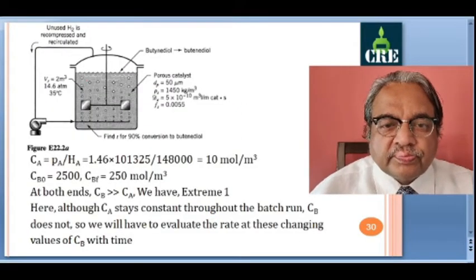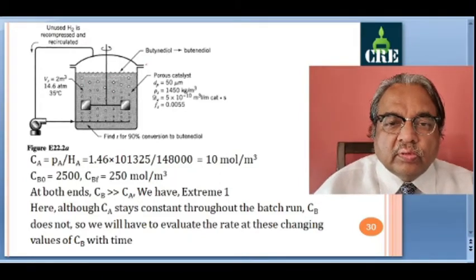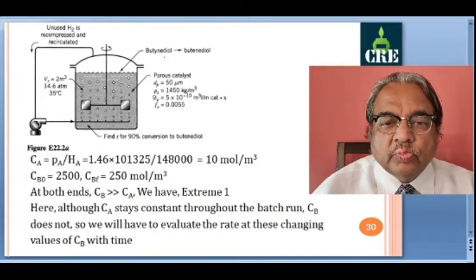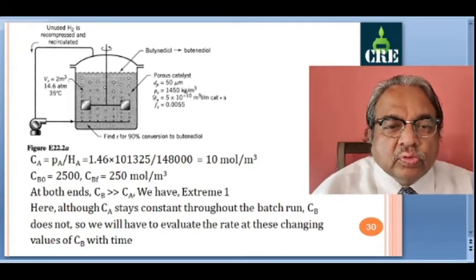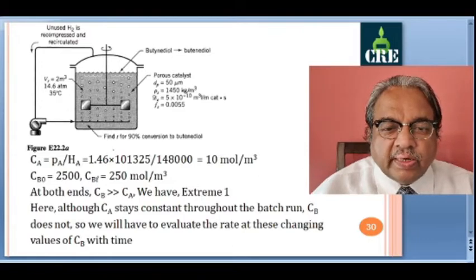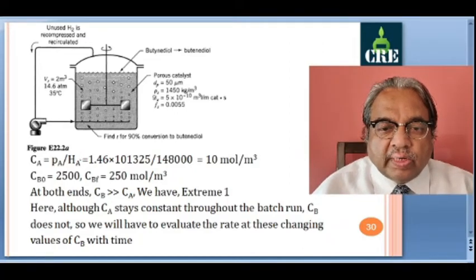So this is the arrangement here. Butanediol is in 2 meter cube, all other properties are written here. The arrangement is that unused hydrogen is compressed and recycled again, and it is coming out from this sparger and bubbles travel upwards. We have to find the time for 90% conversion.